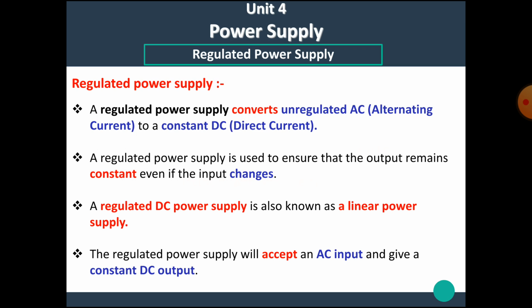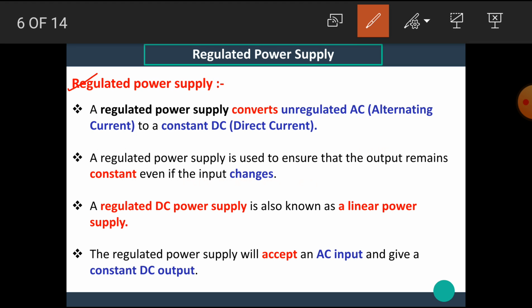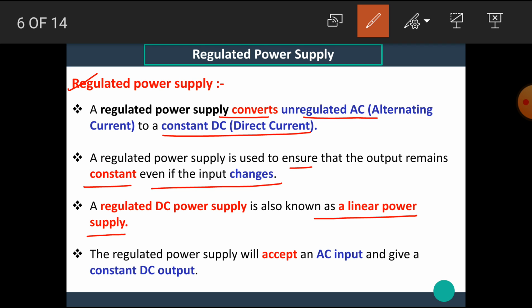Now let's see the next term, the regulated power supply. A regulated power supply converts unregulated alternating current to constant DC or direct current. A regulated power supply is used to ensure that the output remains constant even if the input changes. A regulated power supply or DC power supply is also known as a linear power supply. The regulated power supply will accept an AC input and give a constant output.